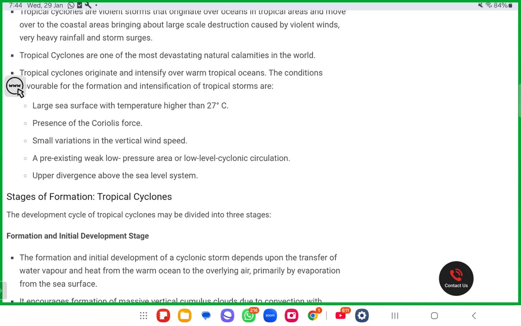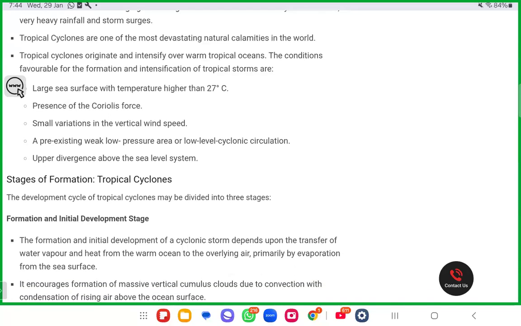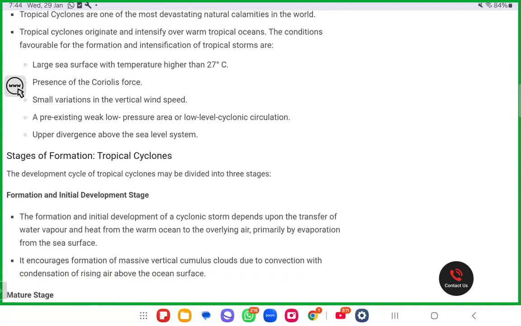Then we have also studied the presence of Coriolis force. Because of the Coriolis force, the winds get deflected towards the right in the northern hemisphere and towards the left in the southern hemisphere. So because of the deflection of the winds, it creates a spinning of air. Okay, so small variations in the vertical wind speed, a pre-existing weak low pressure area or low level cyclonic circulation, upper divergence above the sea level system.